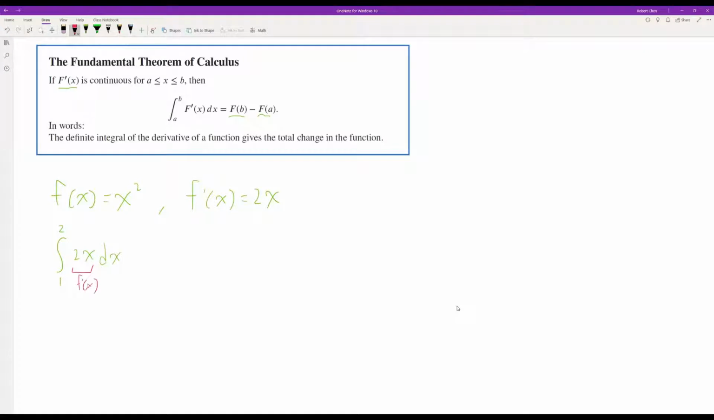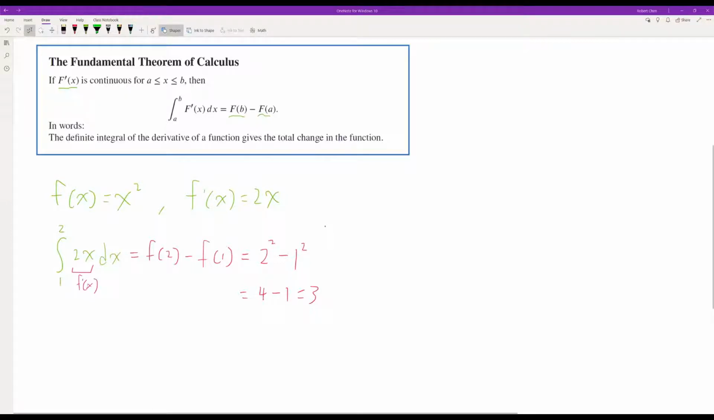Now, by the fundamental theorem of calculus, since this is f prime, the definite integral of f prime going from 1 to 2 is the original function f of 2 minus f of 1, which is going to be 2 squared minus 1 squared. F, the original function, is x squared. So that just gives us 4 minus 1, which is equal to 3. So this is the way to evaluate a definite integral by using the fundamental theorem of calculus.